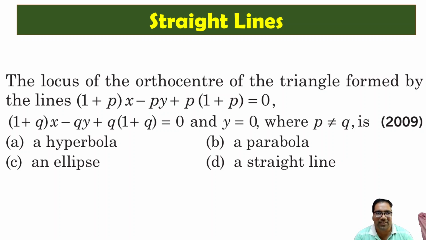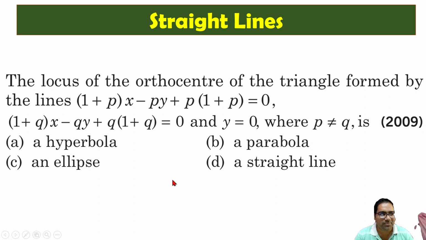We are given two straight lines: (1 + p)x − py + p(1 + p) = 0, and (1 + q)x − qy + q(1 + q) = 0, and the third straight line is y = 0, that is the x-axis. These two straight lines, the first one and second one, are making a triangle with the x-axis. Now what exactly happens to the orthocenter of this triangle? That is the question.